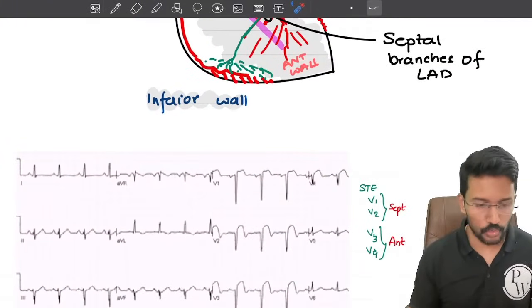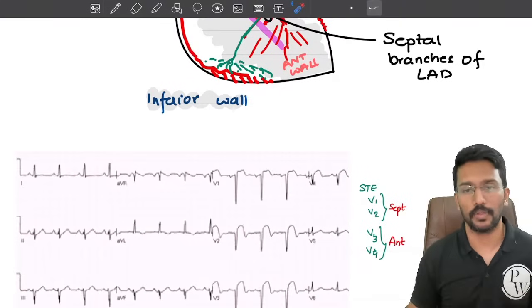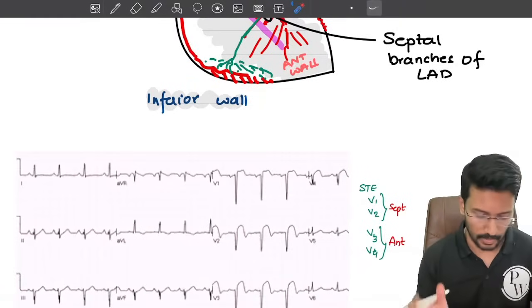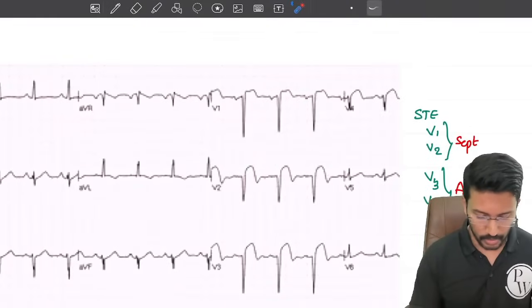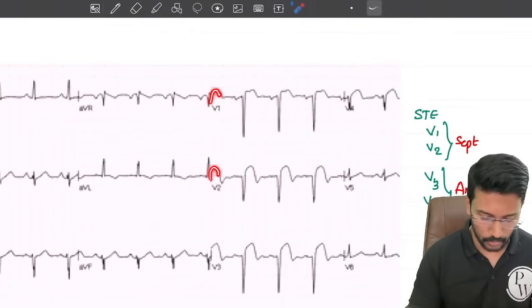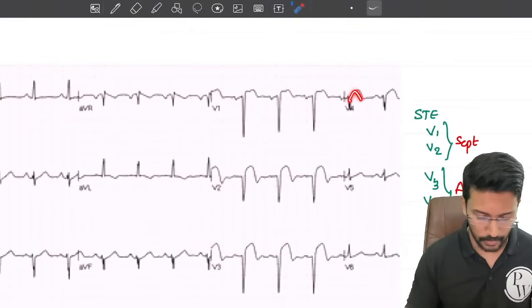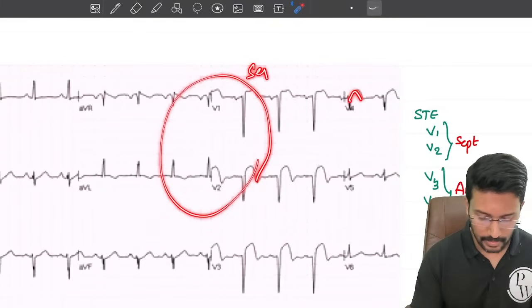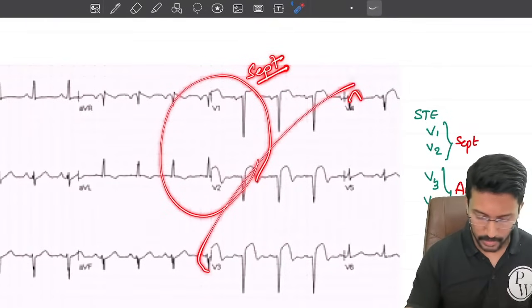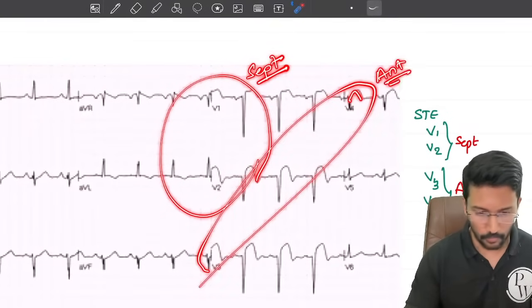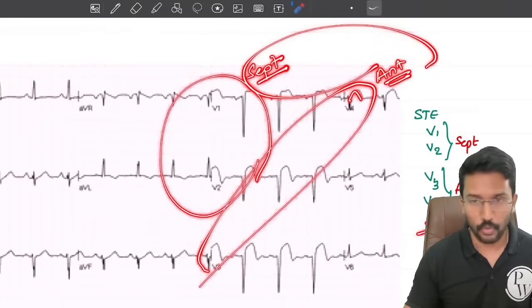Okay, so please go through some of the ECGs so that you can pick up which wall and which vessel is affected. Like in this case, I can notice ST elevation in V1, V2, V3 and V4, right? V1 and V2 is representing the septum, and V3, V4 is representing the anterior wall. So this patient has anteroseptal MI.